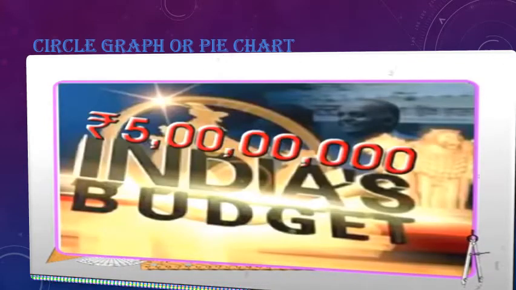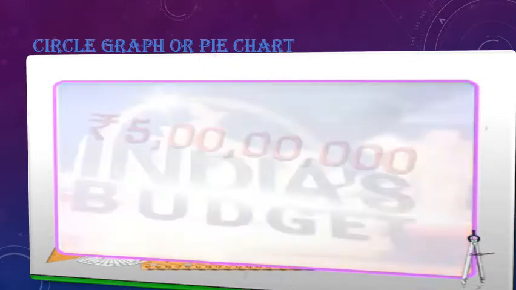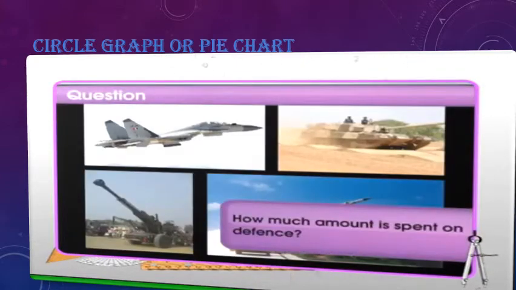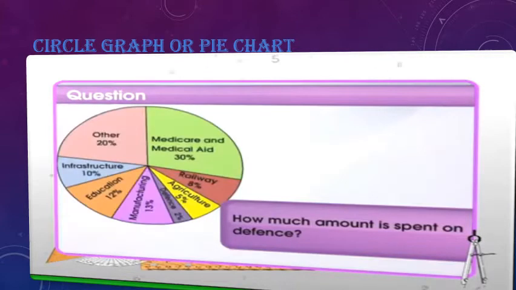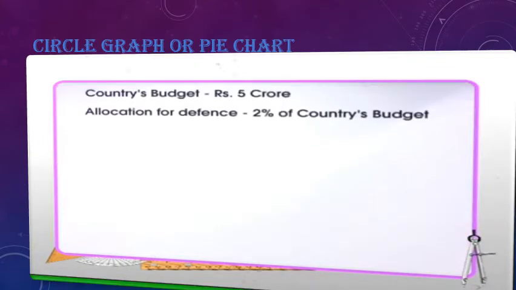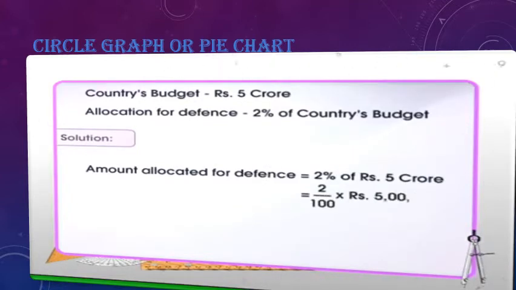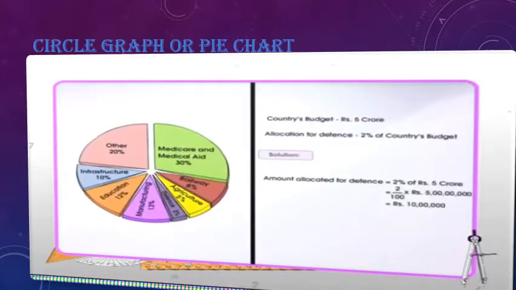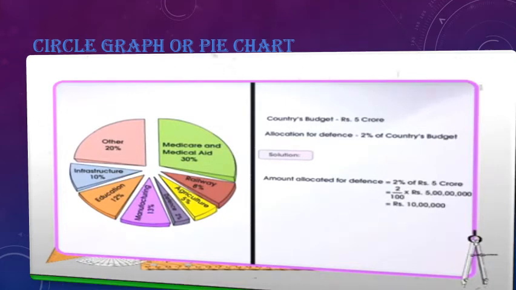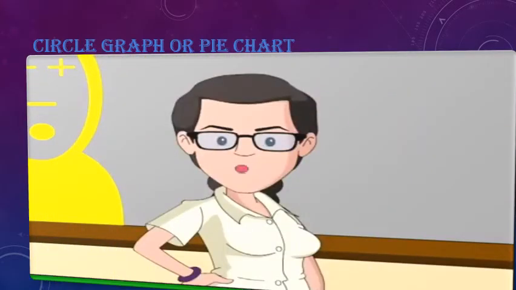Now, suppose the yearly budget of India is Rs 5 crores. What will be the amount spent on defense? The percentage allocation for defense is 2%. So, the required amount will be Rs 10 lakh. This is how each section of the pie chart can be interpreted. So that's how a pie chart helps you look at data and see things clearly.